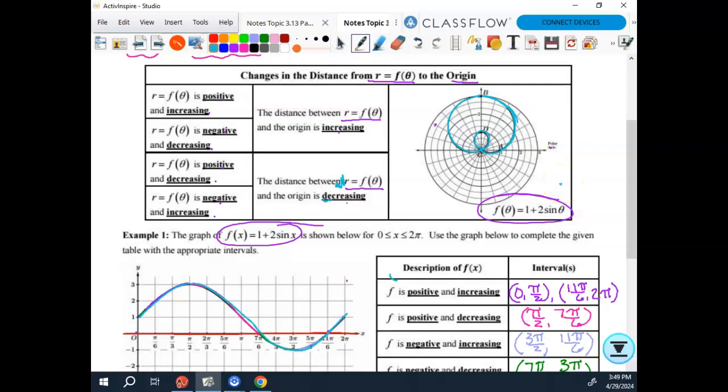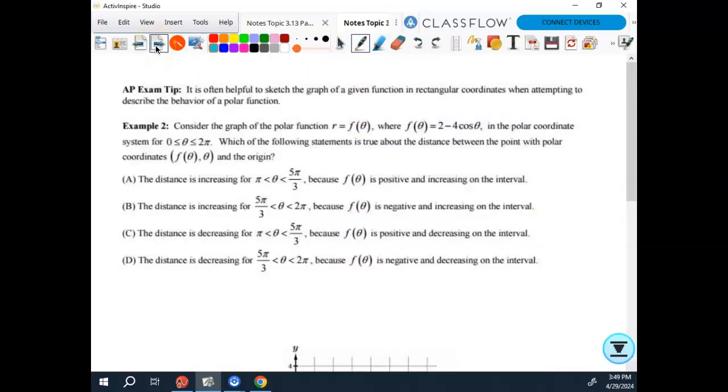If I can sketch this in a rectangular coordinate system, I'm golden, because we can make sense of that stuff for sure. So let's see how that's going to work. All right, so it says, tip. It is often helpful to sketch the graph of a given function in the rectangular coordinate system. 100% think that's true. Okay, so this is what we want to graph. Okay, does it have to be beautiful, perfect? Absolutely not. So this is a cosine graph.